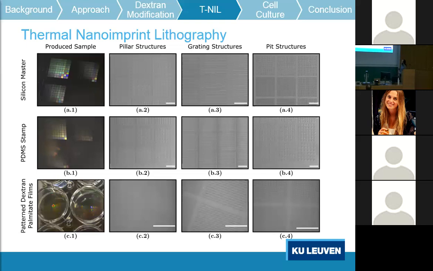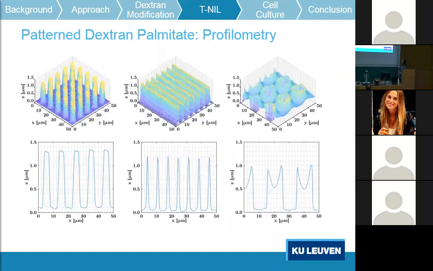And to examine the topography of these materials, I used a method known as profilometry up here. And here you can see examples of a few of the structures. You have the pillars, the gratings, and even if you can't identify them, these are pits. And I include this for a particular reason. This is one of the difficulties I came across in doing this patterning procedure.